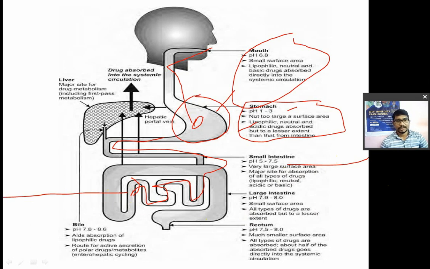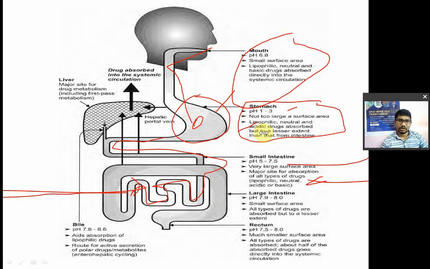The small intestine offers a huge surface area, and that is important for absorption. So most of the absorption takes place from the small intestine. It is a major site for absorption. All types of drugs are absorbed from the small intestine.